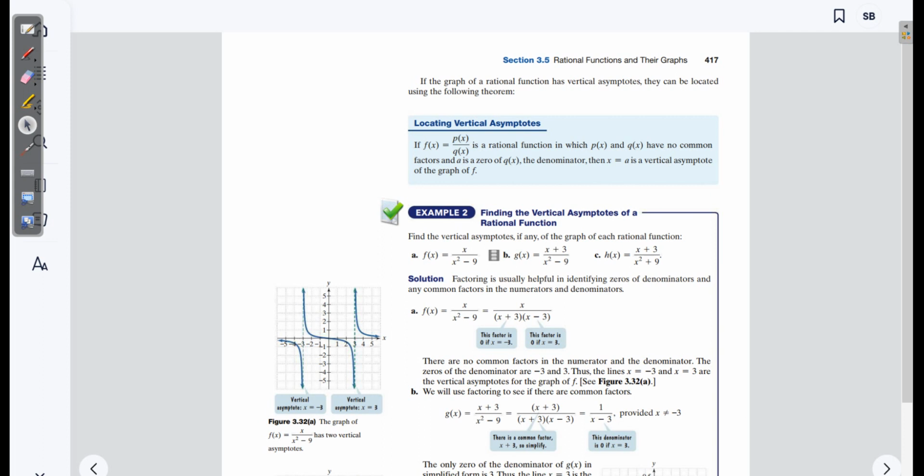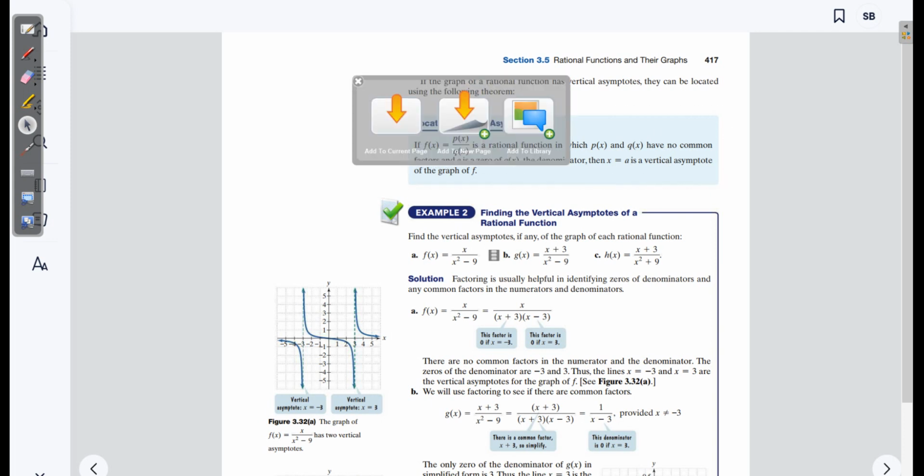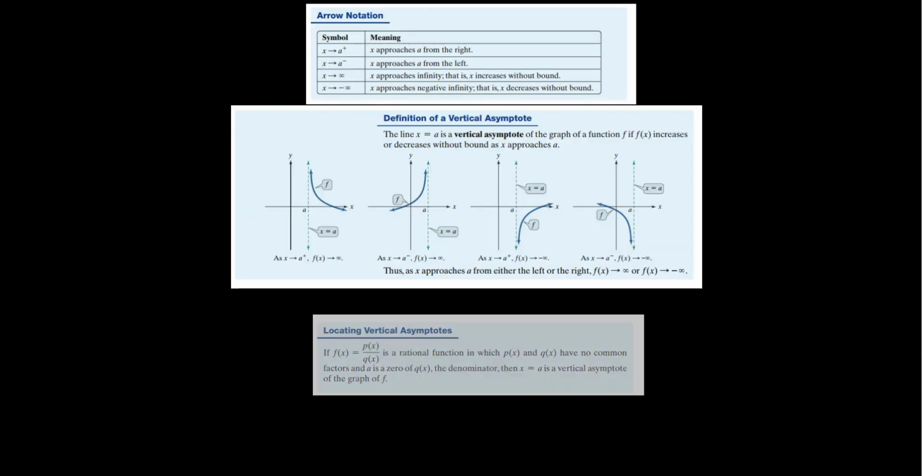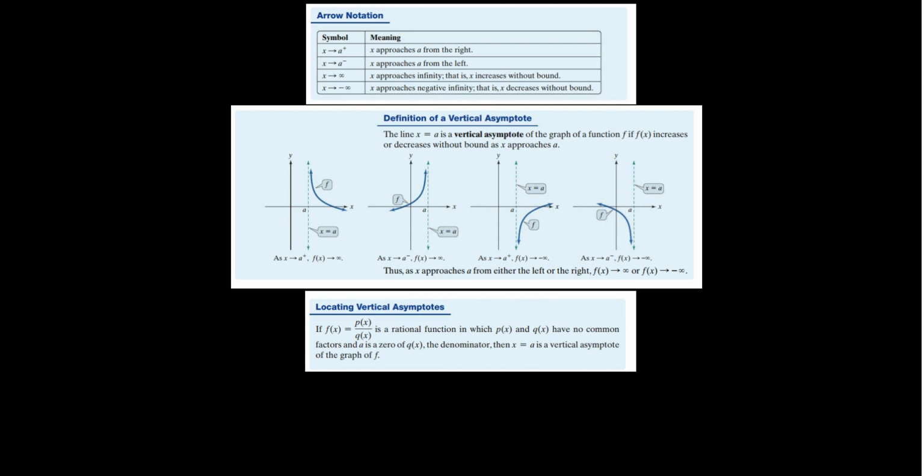And lastly, locating vertical asymptotes. Luckily, locating vertical asymptotes is something that we pretty much just did. If we have some rational function f of x, where we have a polynomial in the numerator and a polynomial in the denominator, in which p of x and q of x have no common factors, and a is a 0 of q of x, the denominator, then x equals a is a vertical asymptote of the graph.